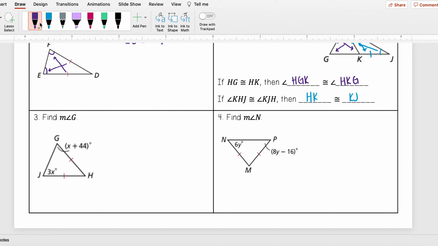Okay, number three, this one's telling me to find the measure of angle G. So I see I have an isosceles triangle here. I know that because I have two congruent sides. And now I know from my base angles theorem that the angles opposite of these congruent sides are also congruent. So I know that angle G is congruent to angle J.